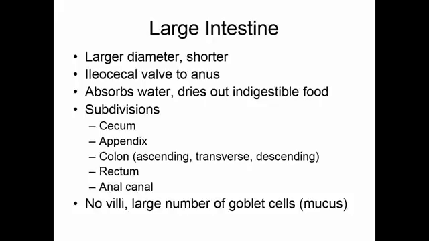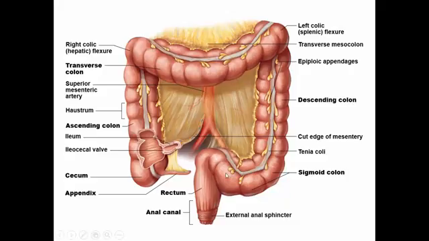There are no villi in the large intestine, but there are a large number of goblet cells. These are going to produce mucus. As we dry out the indigestible food products, we need a lot of lubrication so that it moves smoothly through the large intestine. Here you see the large intestine.